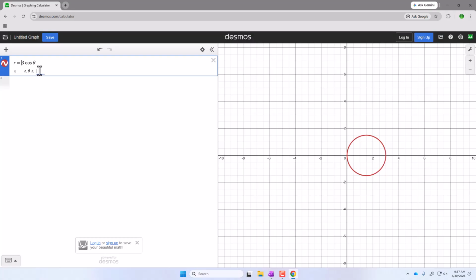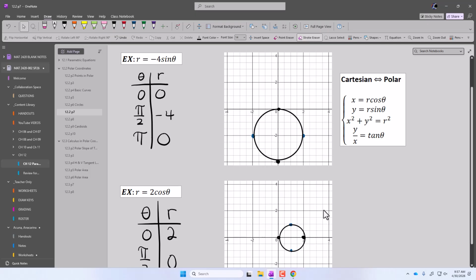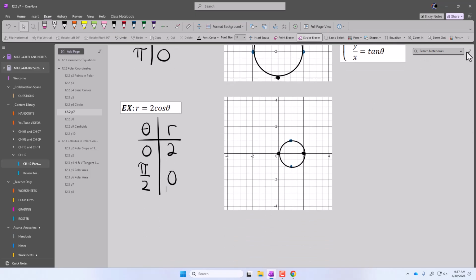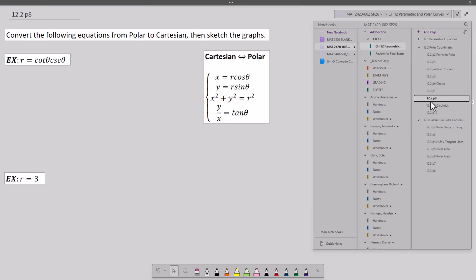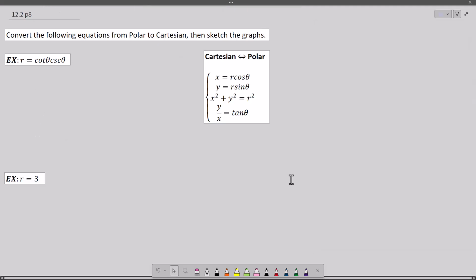And so if we graph only 0 to pi over 2, we're going to get half a circle. So Desmos is a good thing. You can play with these domains just to see. So these circles are graphed with a period of pi. Pi will get you all the way around. All right, let's go to some weirder stuff.